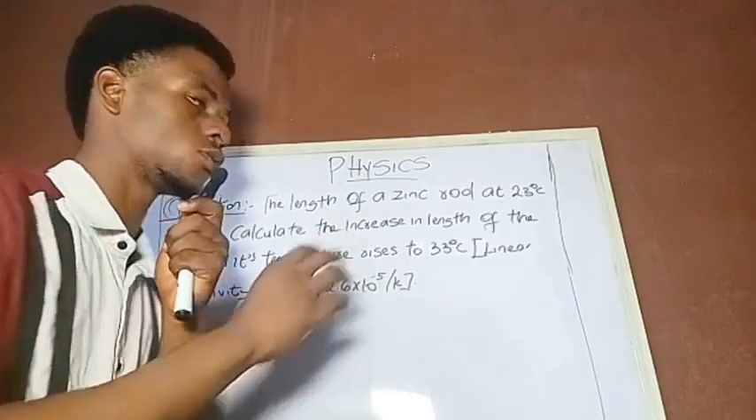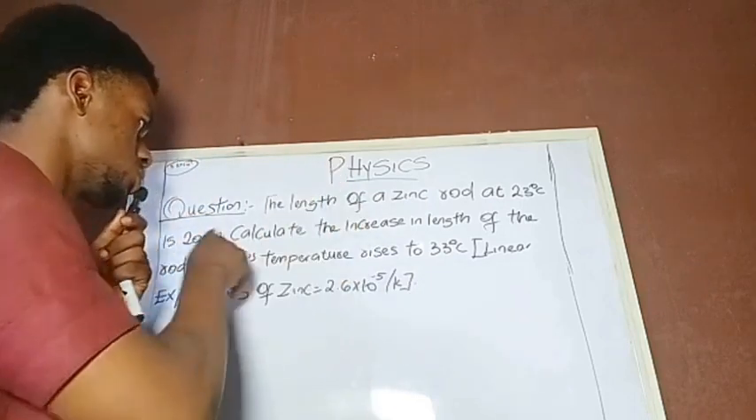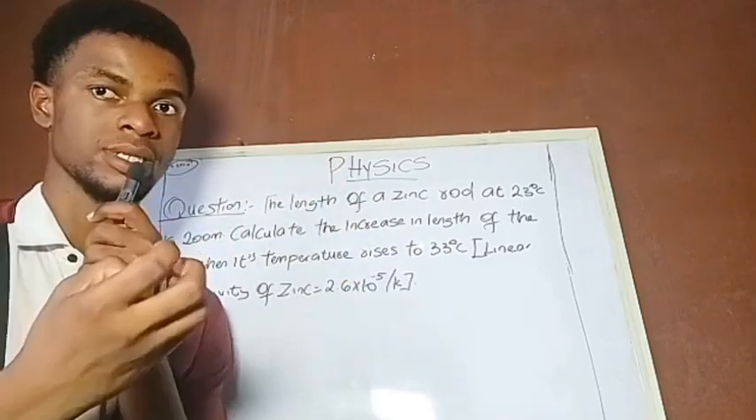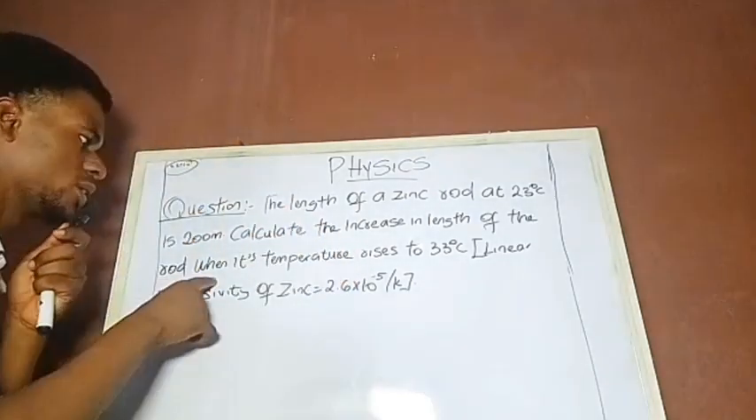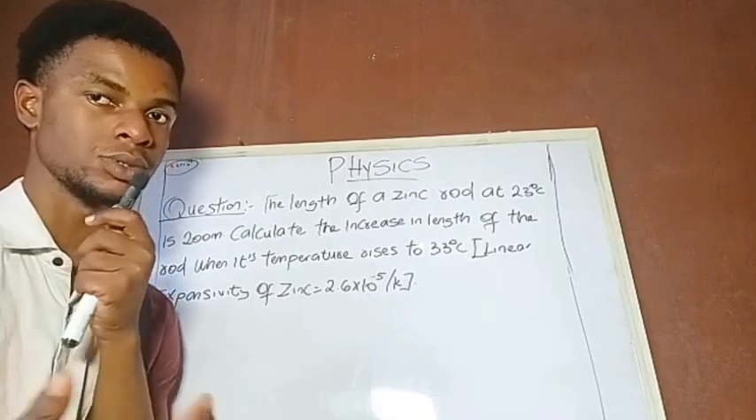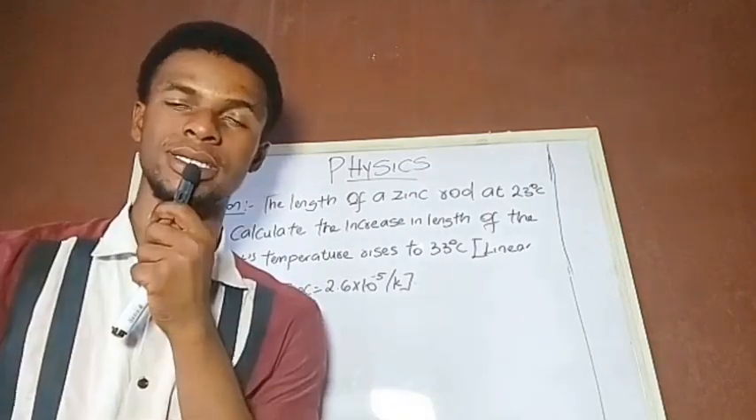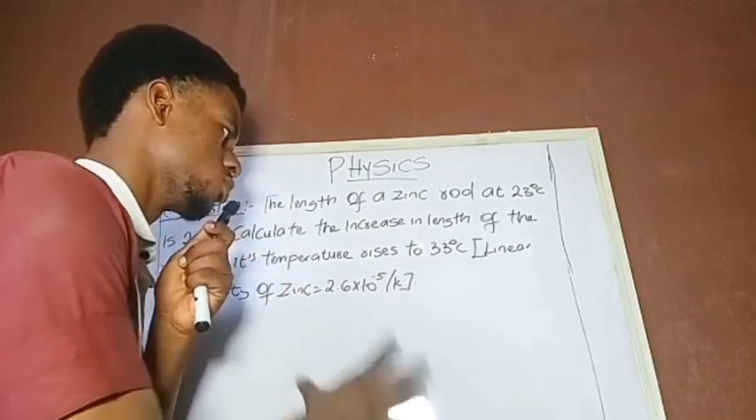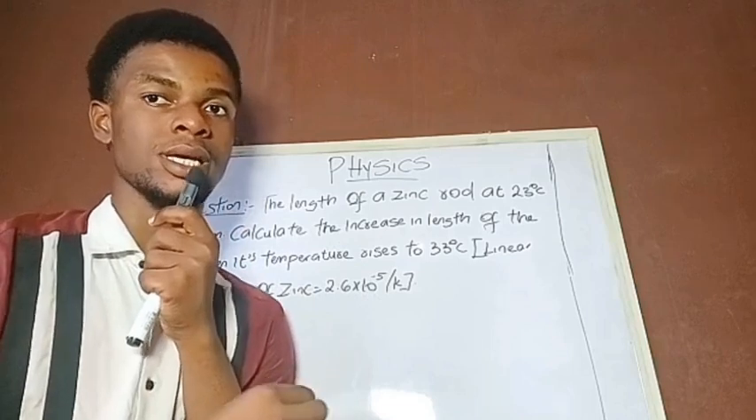I'll leave you with this question. They said the length of a zinc rod at 23 degrees Celsius is 200 meters. Calculate the increase in length of the rod when its temperature rises to 33 degrees Celsius. Linear expansivity of zinc equals 2.6 times 10 raised to the power of minus 5 per Kelvin. So I want you to do this and tell me your answer in the comment section.